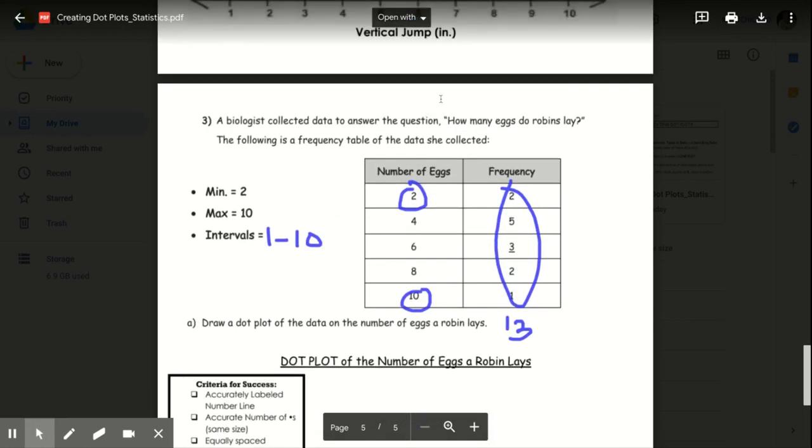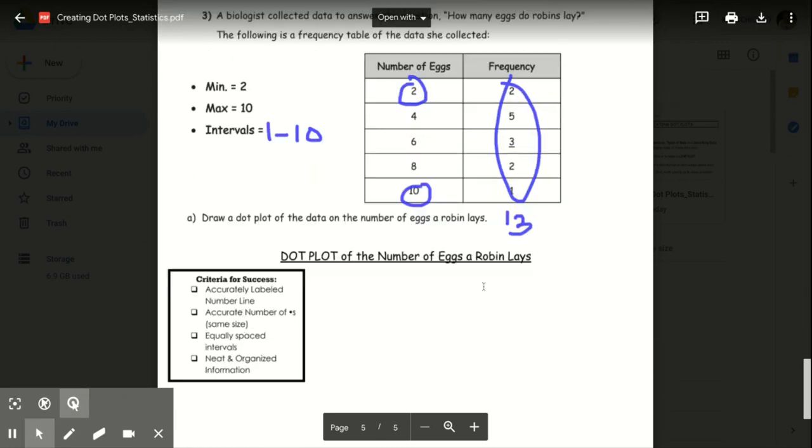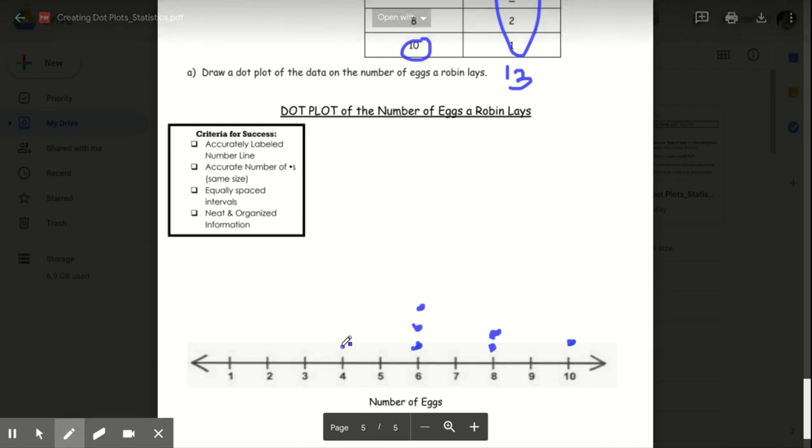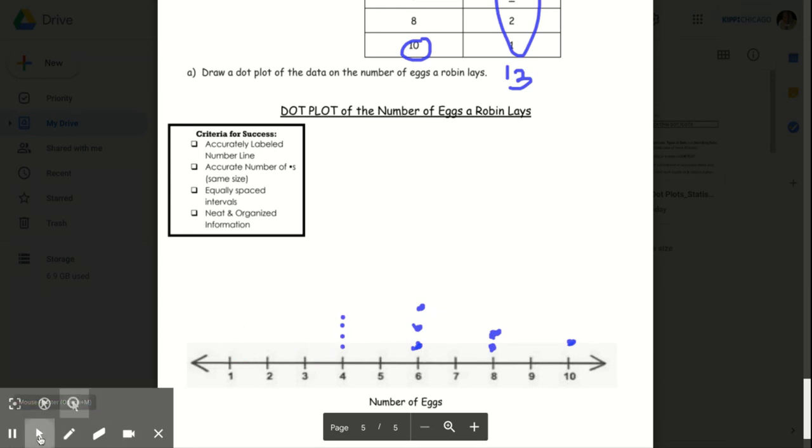How many robins did you see lay 4 eggs? I saw that 5 times. So at 4 eggs, I'm going to put 5 dots. 1, 2, 3, 4. Okay. That's a lot easier, just making little small dots instead of trying to draw a dot. Okay, now here we go.